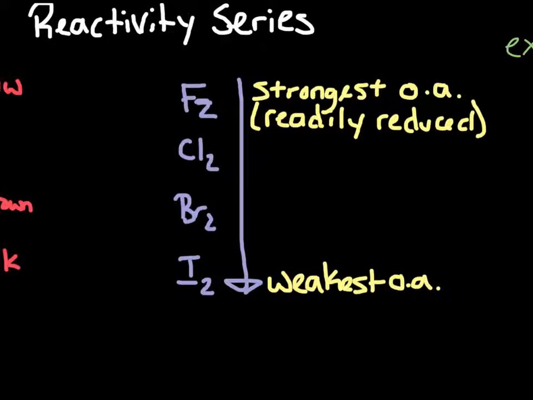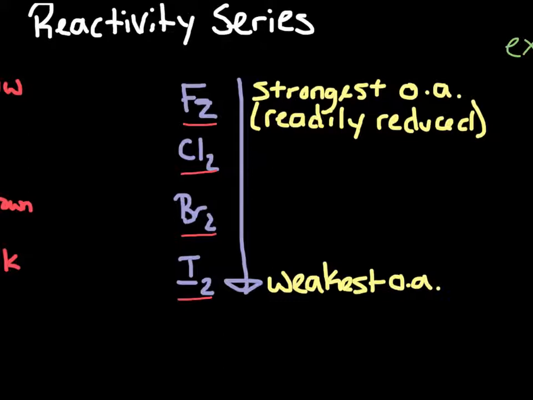The reactivity series for our nonmetals, therefore, goes from F2 to Cl2 to Br2 to I2. So our strongest oxidizing agent is fluorine, which means it's the most readily reduced, which makes sense because it has an electronegativity value of 4.0. It really wants those electrons, therefore it's going to be the most prominent in accepting them. Iodine, due to its large size, is the weakest oxidizing agent present.